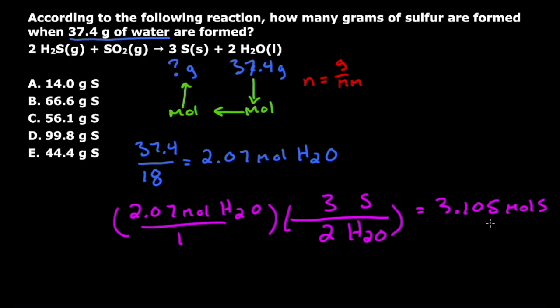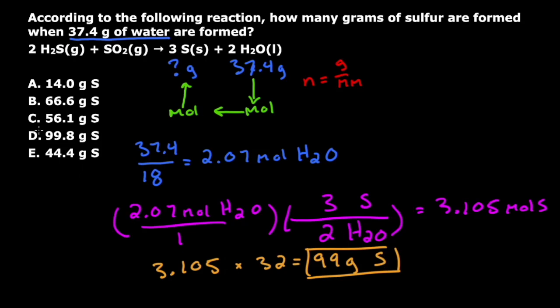And so now that I know the moles of this sulfur right here, I need to go to grams of sulfur. And to do that, I'm going to use the same equation up here. And so that's going to be 3.105. That's the moles. And if I multiply that by the molar mass of S, I'm going to get the amount in grams. So I'm going to take the moles times the molar mass of S, which is going to be 32. And when I do that calculation out, I'm going to get 99 grams, and this will be grams of the S right here. So this right here will be the answer, or answer choice D.